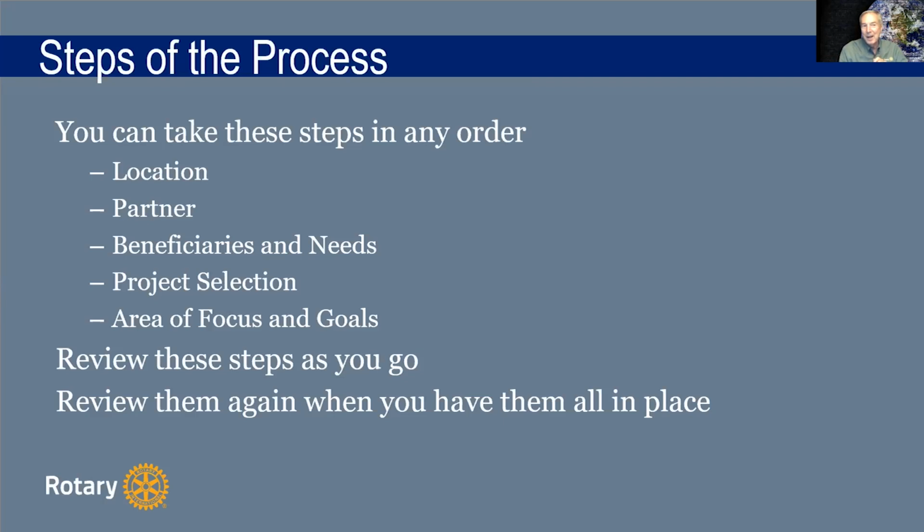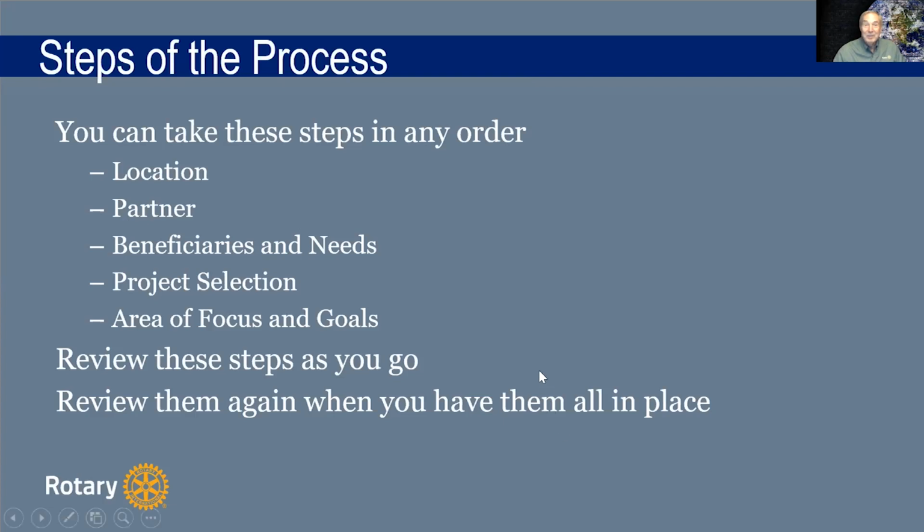It's generally not a good idea to select your project first and then go out finding the people who need it. But you don't have to do them in the order that I showed them to you. So review them as you go and go through them all again. Once you think you have all of this in place, go back around and make sure that it's all aligned. That where you talk about beneficiaries and needs, the needs are related to the project you've selected and the area of focus you've selected, and all of it fits together.